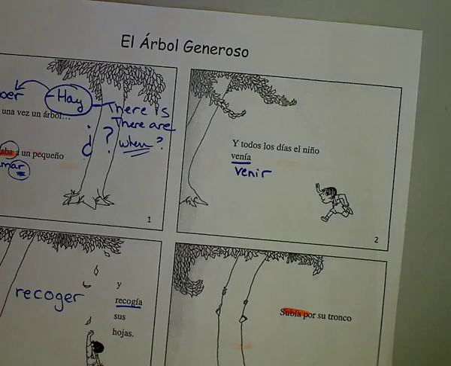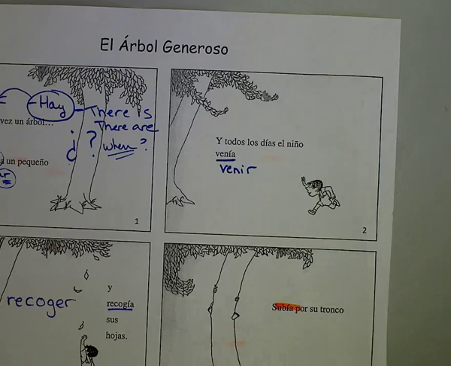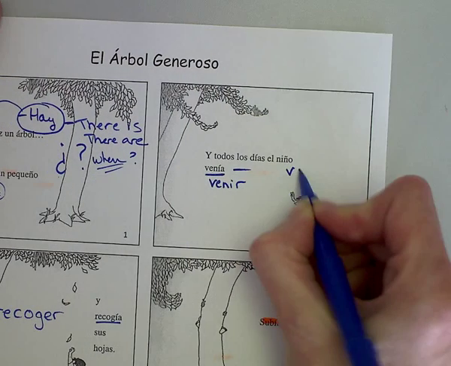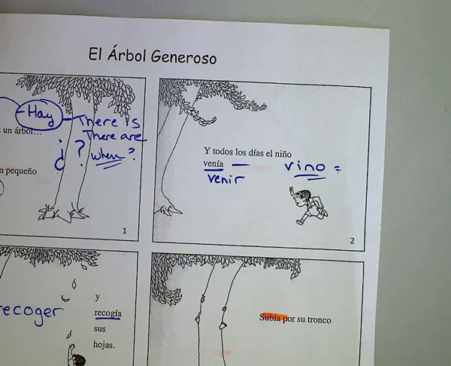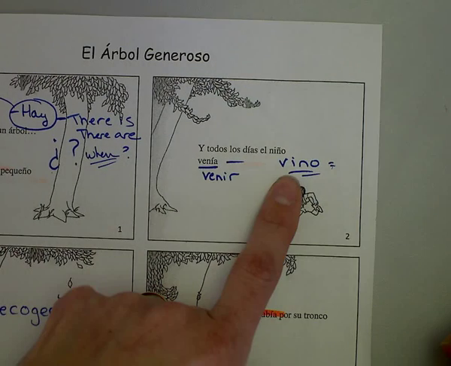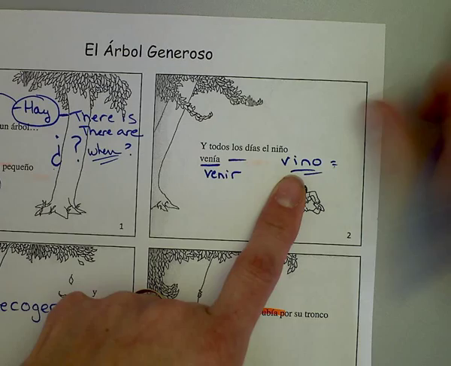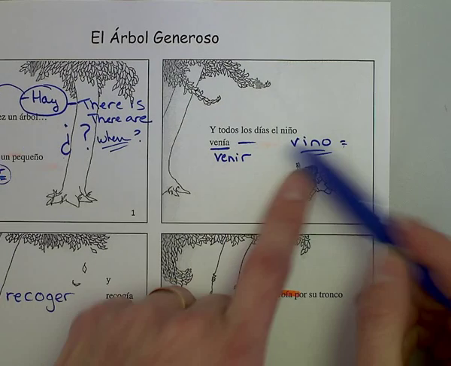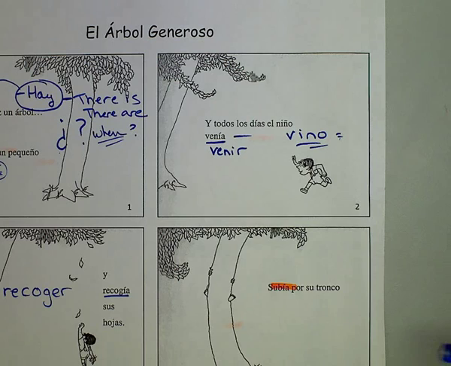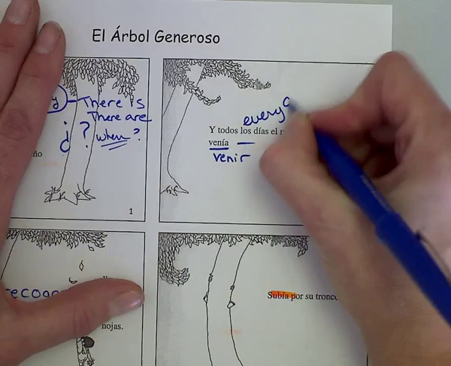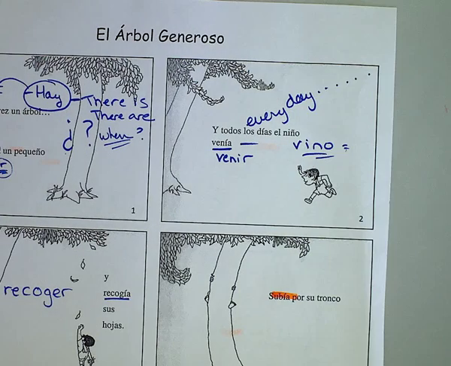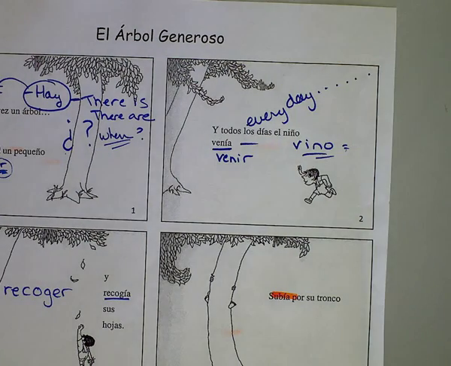Y todos los días el niño venía, versus using vino. Vino is that he came one time and that was it. Is that what they're saying here? Is it saying that here? No. What's todos los días mean? Every single day. Over and over and over and over. So it didn't just happen one time. Every single day he shows up.